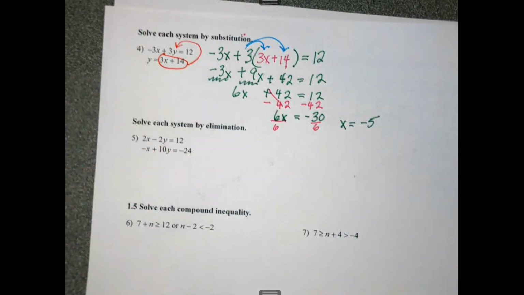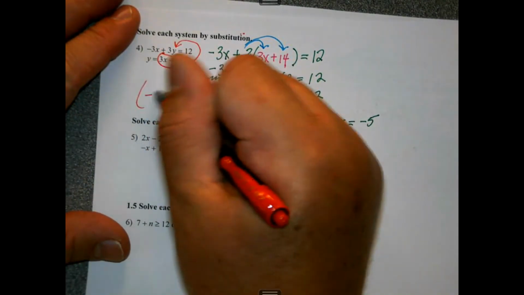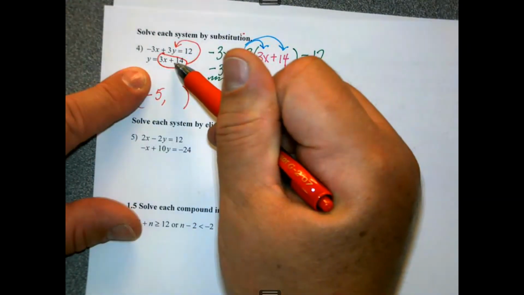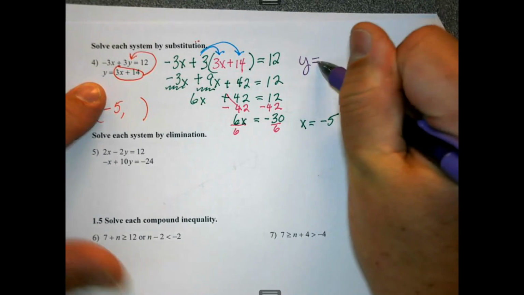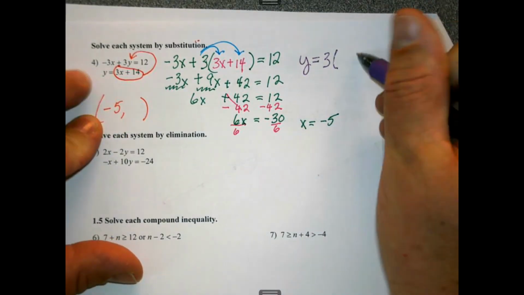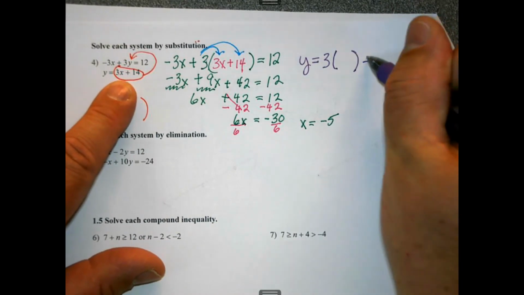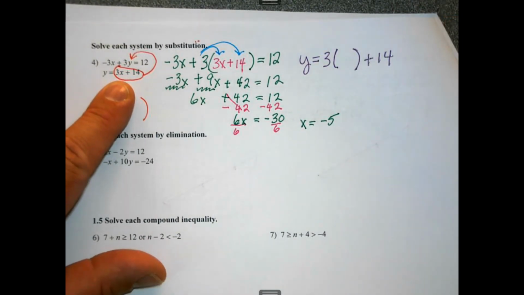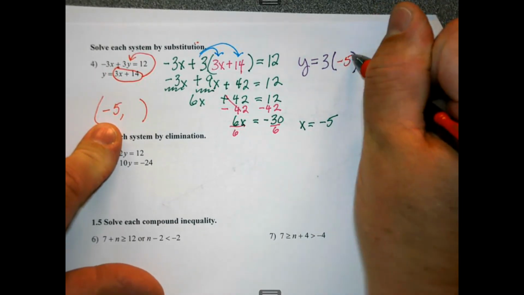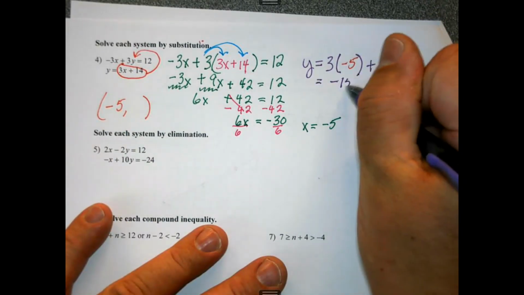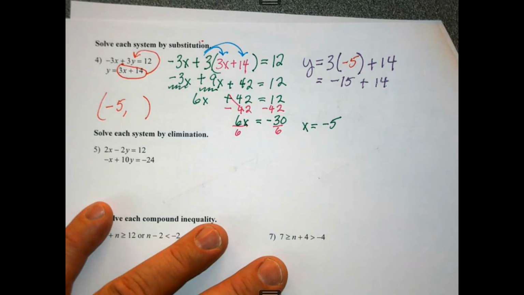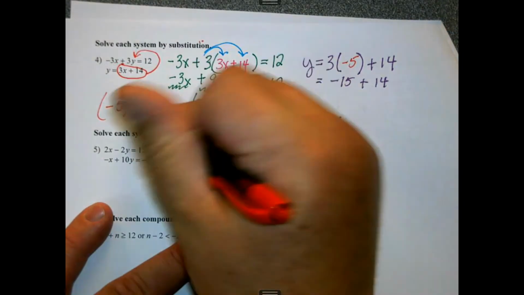So we're in the scenario where we have exactly one solution, right? Yep. I would definitely choose the bottom equation. So y equals 3. I know what x is. So I'm going to put parentheses there, plus 14. My x, negative 5. I have negative 15 plus 14, which is negative 1.